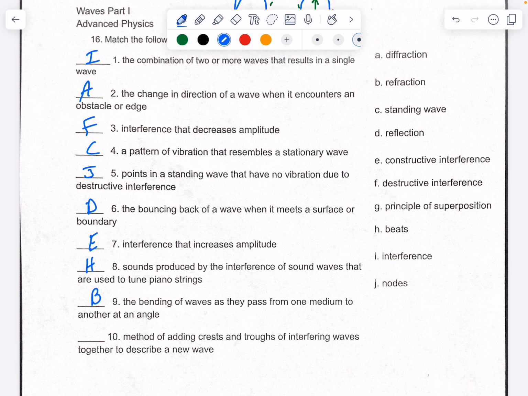Number 10, method of adding crests and troughs of interfering waves together to describe a new wave. That is the principle of superposition. All that means is when you just add up the crests and troughs and see what your new amplitude is going to be once those waves meet. So your answer is going to be G there.